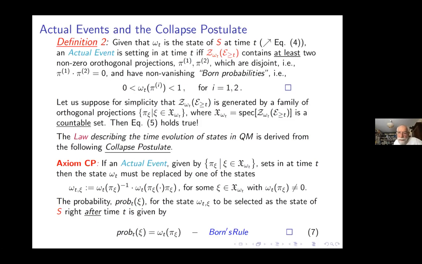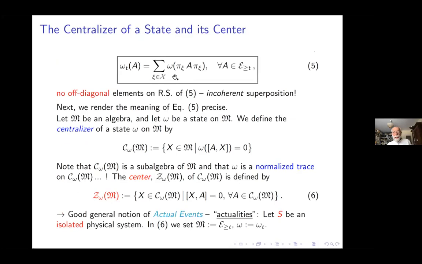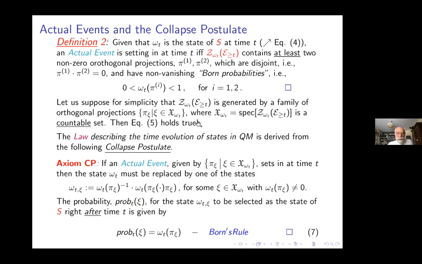All right, so let us suppose for simplicity that the center Z_ω_t(E ≥ t) of the centralizer of ω_t is generated by a family of orthogonal projections π_ξ, where ξ belongs to a discrete set X_ω_t, which I assume to be countable. Then equation 5 holds true. You know, this equation says that ω_t looks like an incoherent superposition of states in the ranges of these projections π_ξ. This equation is a direct consequence of the fact that my π_ξ here belong to the center of the centralizer.